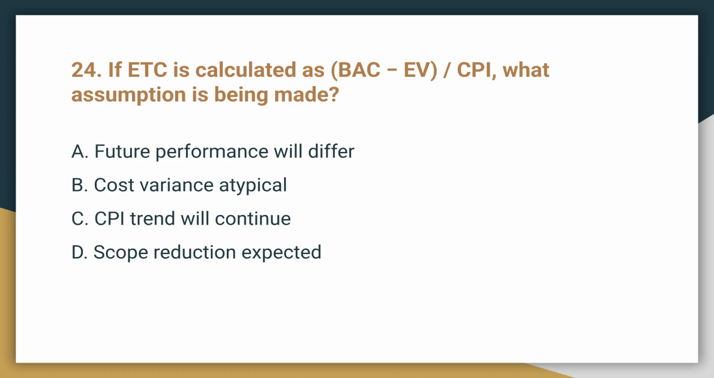Question 24. If the estimate to complete, or ETC, is calculated as BAC minus EV divided by CPI, what assumption is being made? The correct answer is C, the CPI trend will continue. This formula assumes that the remaining work will be completed at the current cost performance rate.